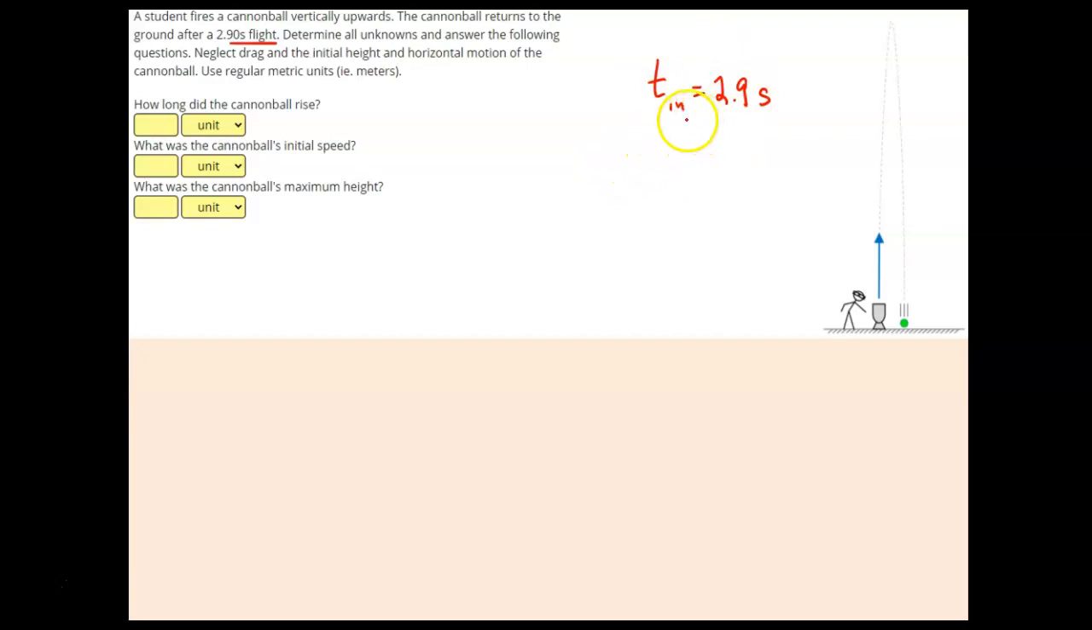But what do we know? We know the total time in the air was 2.9 seconds, and the time going up is half of that, which is 1.45 seconds, and the time coming back down would be 1.45 seconds. We know acceleration is negative 9.8 meters per second squared. And at the highest point, our final velocity is going to be 0. All right, so we should be able to answer some of these questions.